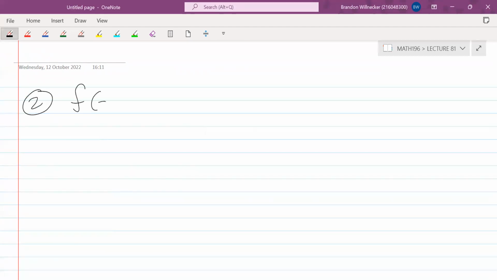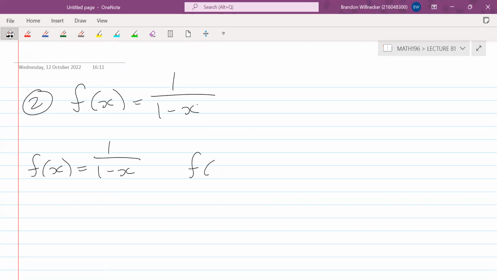We have f of x is equal to 1 over 1 minus x. Okay, so you can check that this function is indeed smooth. We can take derivatives as many times as we like, which is good. That's what we need to do. So let's look at the 0th derivative. That's just the function itself. We need to evaluate this at 0. We're going to get 1 over 1. That's just 1.